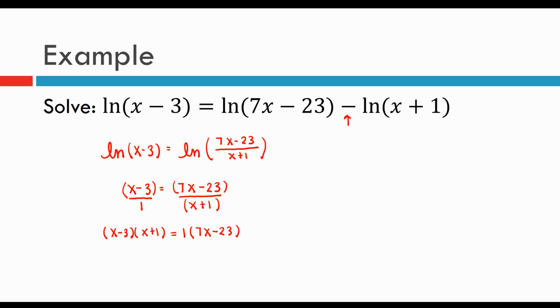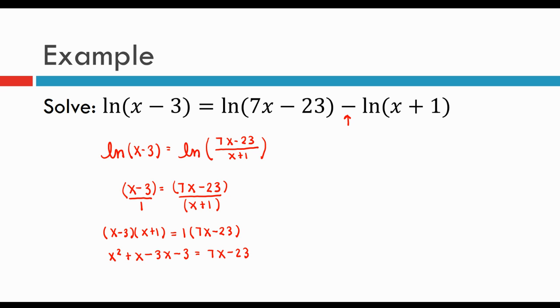Okay, so I'm going to distribute on the left. X times x is x squared. X times 1 is 1x. Negative 3 times x is negative 3x. Negative 3 times 1 is negative 3. On the right, distributing a 1 is still just going to leave me with 7x minus 23.